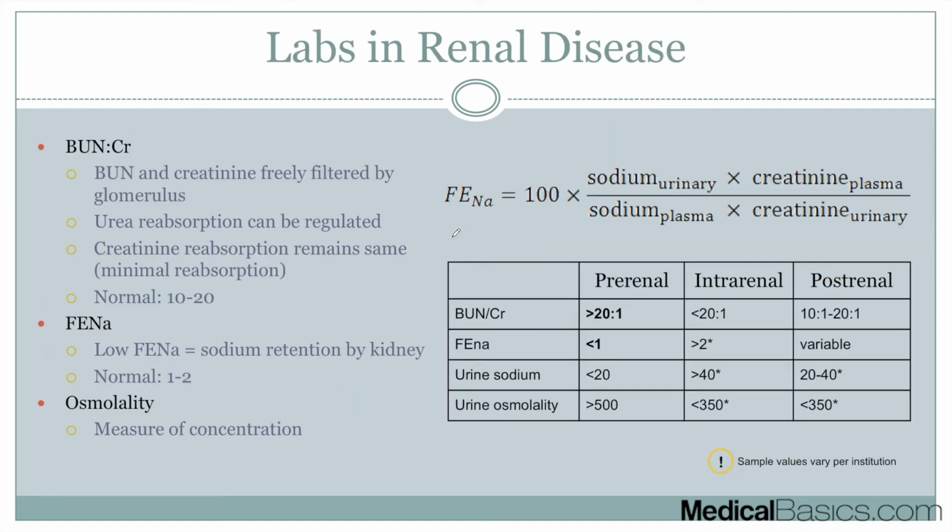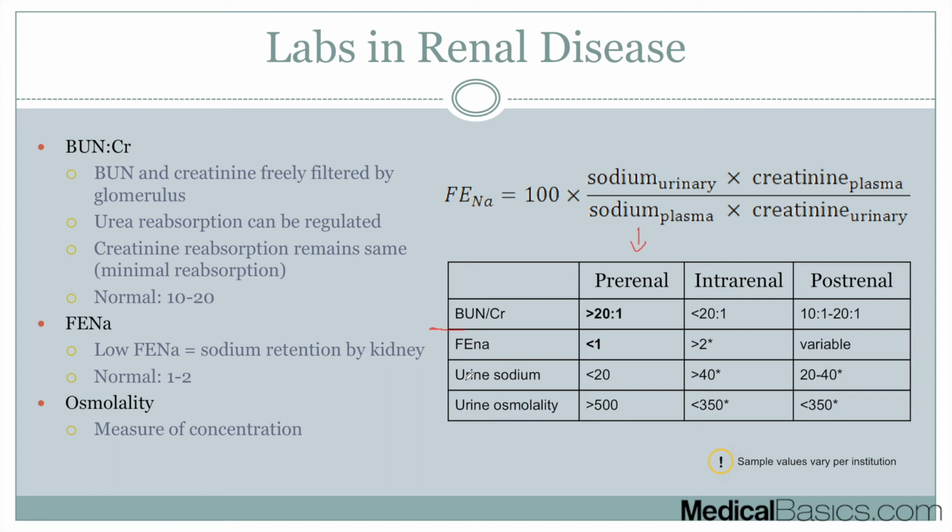So the last thing that we're going to talk about is all the different labs within AKI. I think this is probably the most difficult part about AKI, actually remembering all these different labs, because often these are the things we utilize to differentiate between the different types of kidney injury. For me, the way I like to think about it is to conceptualize it rather than try to memorize it. The two things I like to remember are the BUN creatinine ratio and the FeNa, because if you remember that the BUN creatinine ratio for prerenal disease is greater than 20:1, and the FeNa is less than 1, everything else will kind of fall into place.